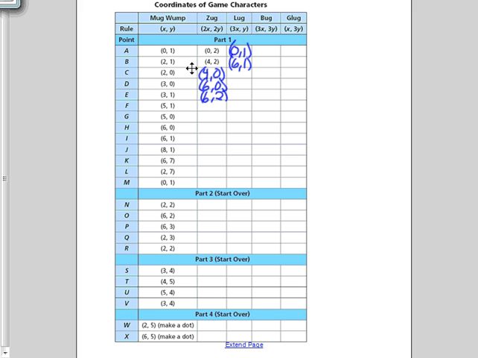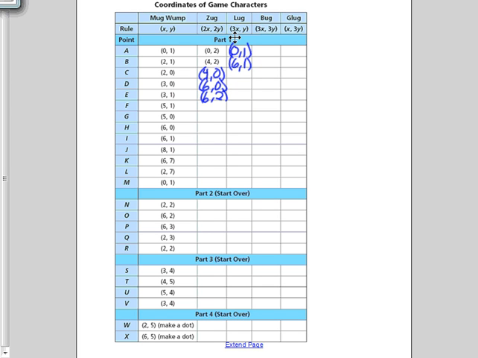All right, for Zug, which was 2x, 2y, I filled in a few of them for you. 2 times 2, 2 times 0. 3 times 2 and 0 times 2, that gave us (6, 0). And 3 times 2 and 1 times 2, that gave us (6, 2). I want you to complete this entire column.